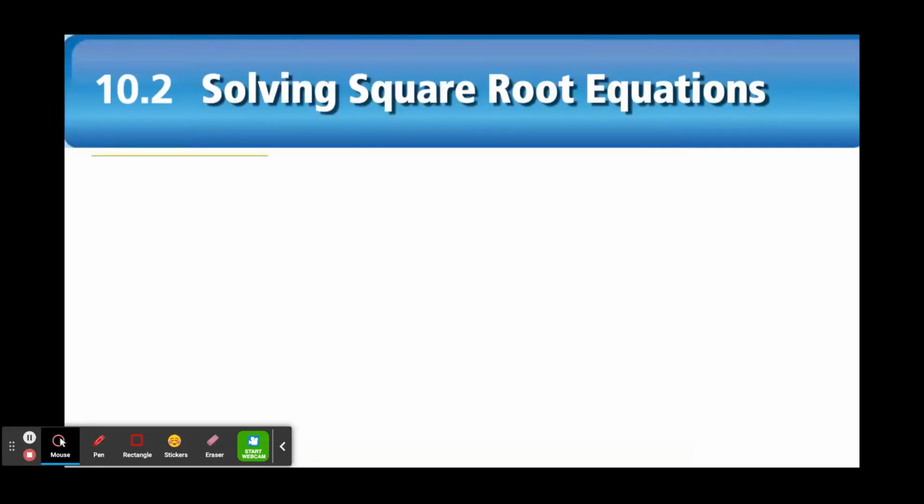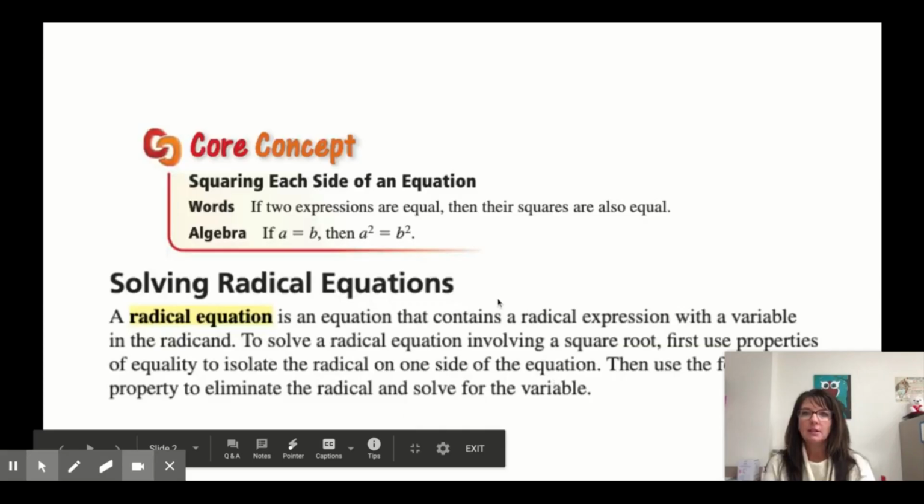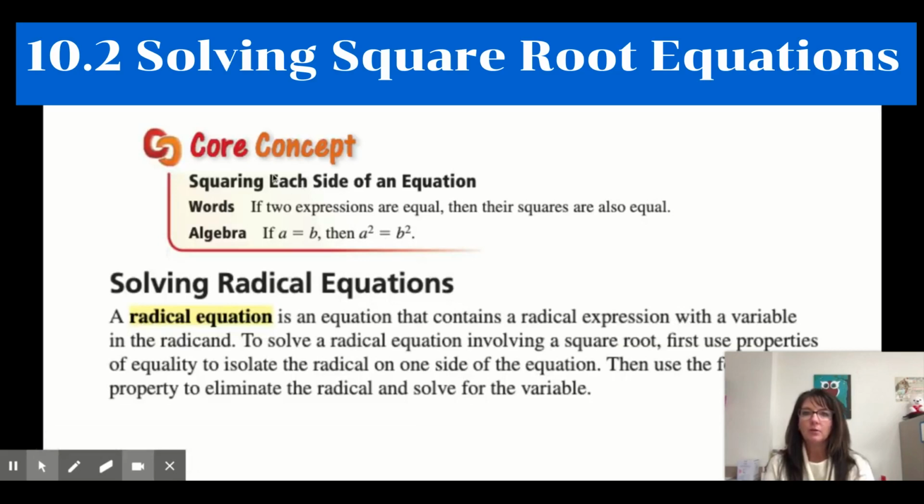Okay, lesson 10.2, actually the last lesson in this chapter or unit of study, solving square root equations. So the core concept, we're going to be squaring each side of the equation. If two expressions are equal, then their squares are also equal. So if you had a is equal to b, then a squared is equal to b squared.